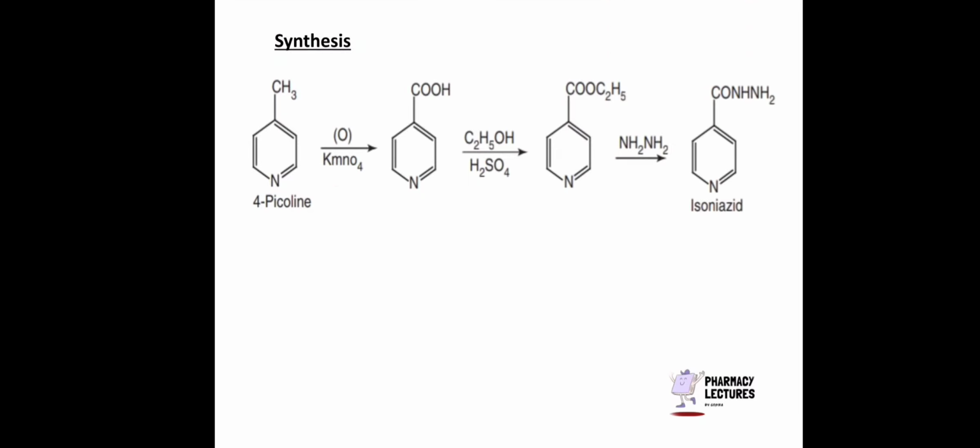Second step is an esterification step. The isonicotinic acid formed will react with alcohol in the presence of acid. Whenever an acid reacts with alcohol in the presence of acid, that is called an esterification reaction. Here, isonicotinic acid will undergo esterification reaction with ethanol in the presence of sulfuric acid. Thereby, the ethyl ester of isonicotinic acid is formed. This is the second step.